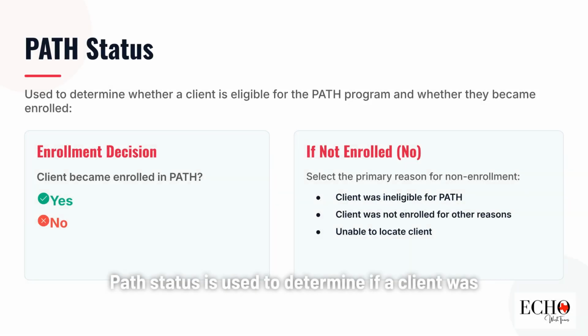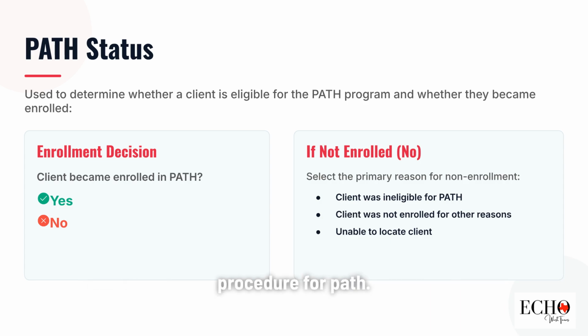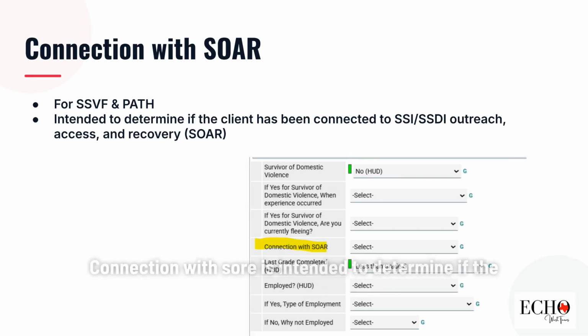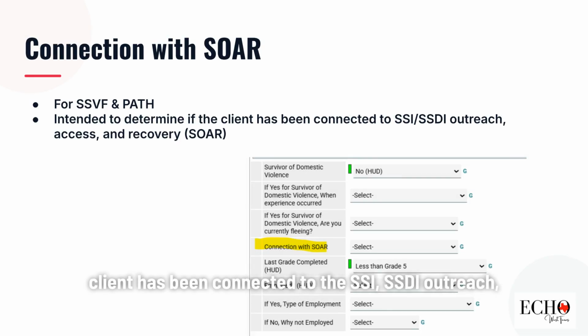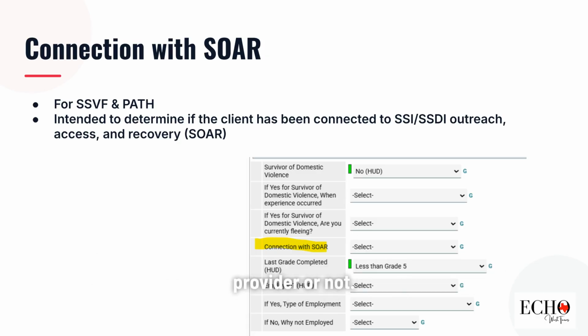PATH status is used to determine if a client was enrolled in the PATH program, and if not, why. This is part of the enrollment and enrollment update procedure for PATH. Connection with SOAR is intended to determine if the client has been connected to the SSI/SSDI Outreach, Access, and Recovery program, regardless of whether that connection was established by the PATH or SSVF provider or not.